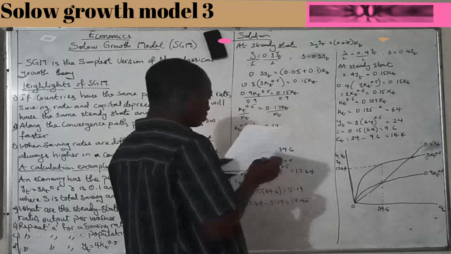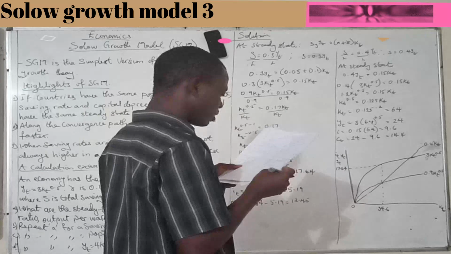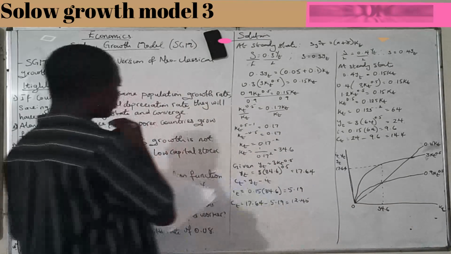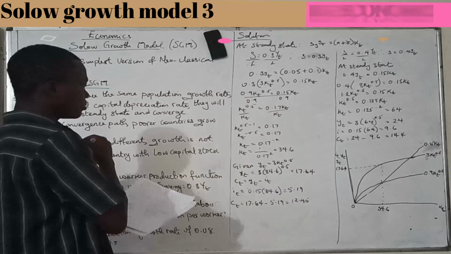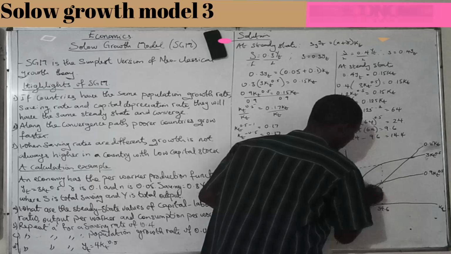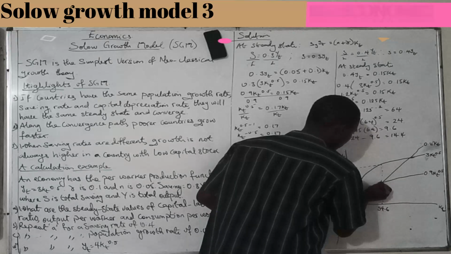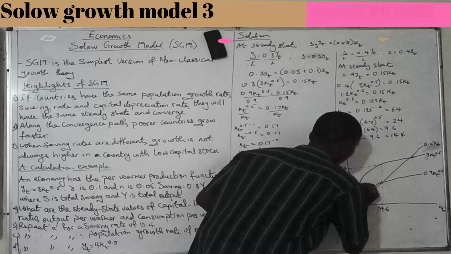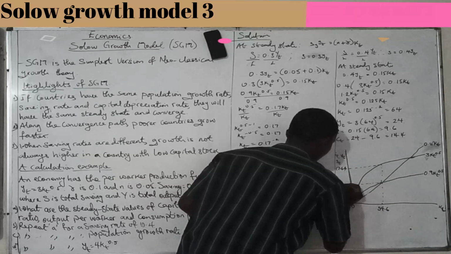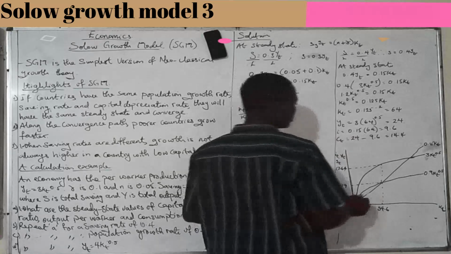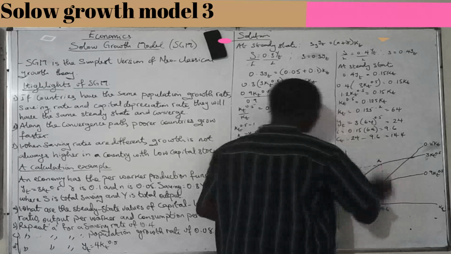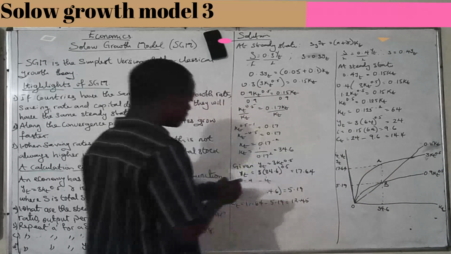Saving equals investment. Investment is 5.19. So at this point, 5.19. So that was the initial point. So the consumption is AB. Alright, so that was the initial stuff.